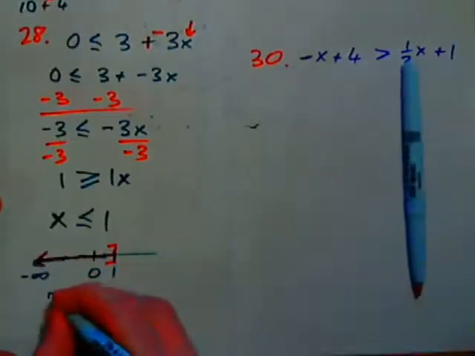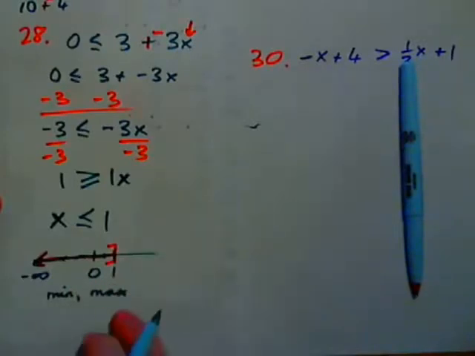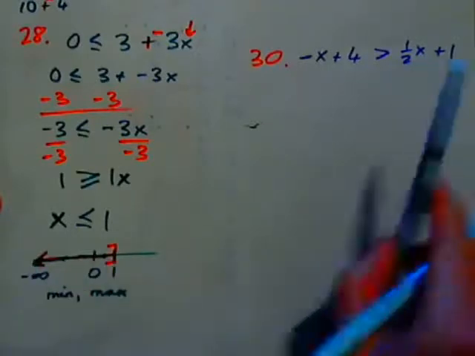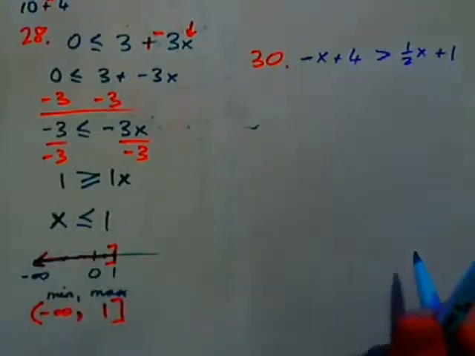The interval is min, comma, max. It's the set of numbers between the minimum and the maximum number. The minimum here is kind of negative infinity, and the maximum is 1. 1 is included. Negative infinity is not, because we never actually reach negative infinity. You can't reach infinity. So this is your interval, this is your line graph. The rest of them you'll have to figure out yourself, and we've covered it before.